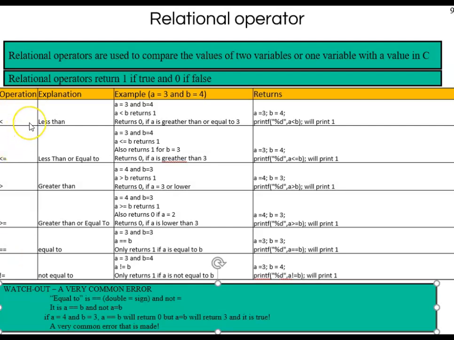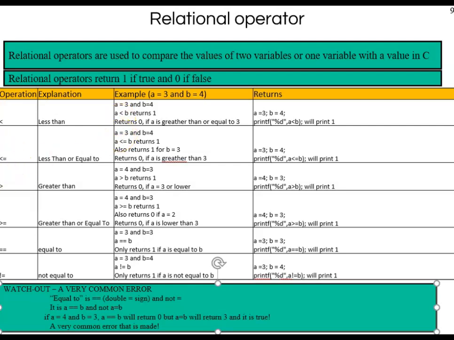So let's look at it. Totally 6 relational operators are there. In this case, less than. If the value of A is 3 and B is 4, and A less than B is checked, then it returns 1 because A is 3 and B is 4. It returns 0 if A is actually greater than or equal to 3.